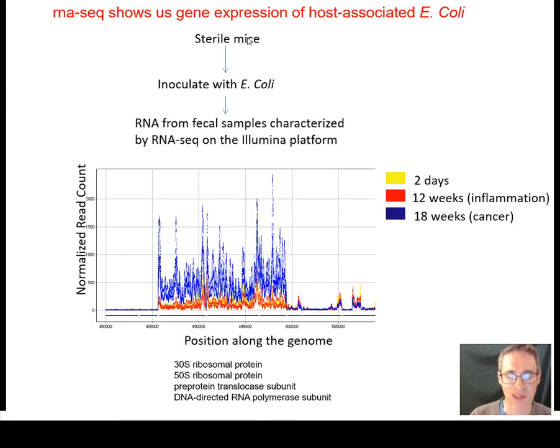So remember, this is 2 days after the mice have been inoculated with E. coli. The mice start sterile, they're inoculated with E. coli. After only 2 days, there's no inflammation. After 12 weeks, there's a fair amount of inflammation. And after 18 weeks exposed to these E. coli, the inflammation progresses to cancer.